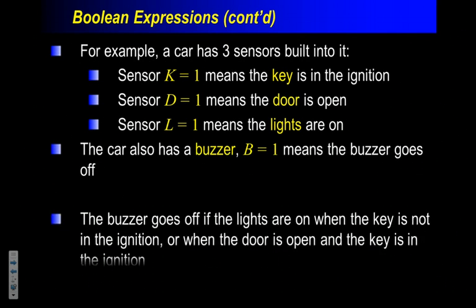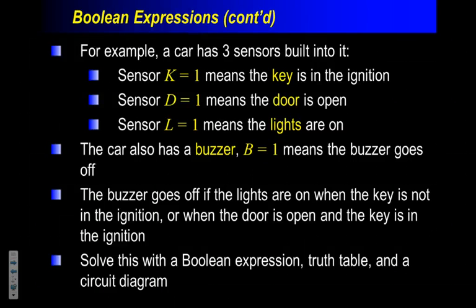So let's try a practical example. Okay? A car has 3 sensors. Sensor 1, which we're going to call K, will generate a 1. The sensor turns on when the key is in the ignition. Sensor D turns on when the door is left open in the car. And sensor L turns on when you leave the lights on. The car also has a buzzer that will sound. In other words, it will turn on when it gets a 1. The buzzer turns on when it gets a 1.